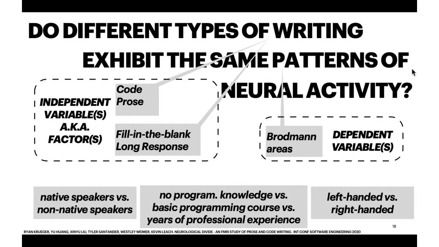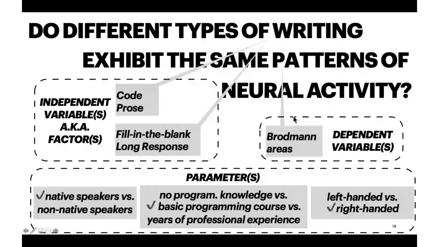So the idea here is that we not always can manipulate variables such as left-handed versus right-handed, but we also do not necessarily want to study their impact on the dependent variables. So we always have those parameters. Parameters are variables that we can fix their values during the experiment.